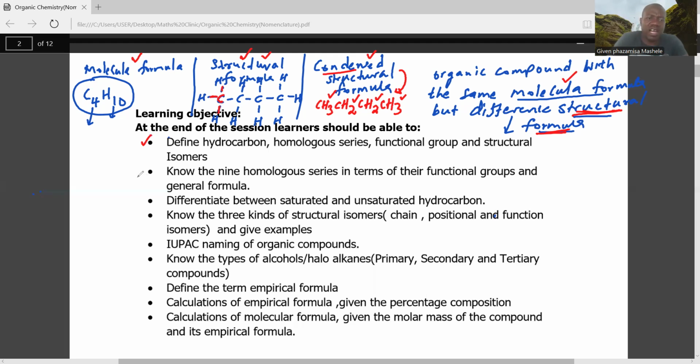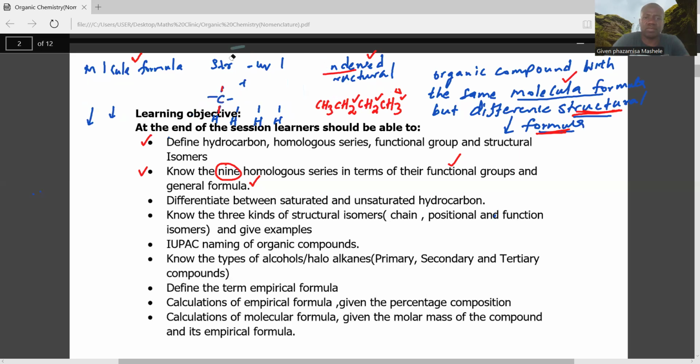Now, I want to take you through the 9 homologous series in terms of their functional group and their general formula. Remember, we already explained what a homologous series is: a series of organic compounds that can be described by the same general formula. So I want to take you through the 9 homologous series. You need to thoroughly know them, ladies and gentlemen.